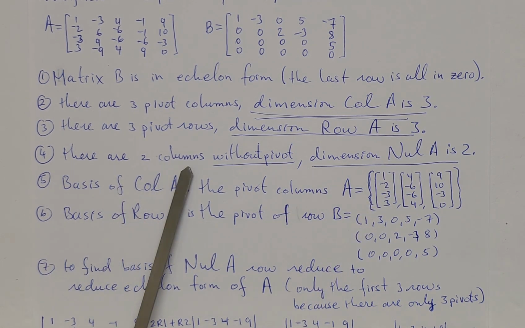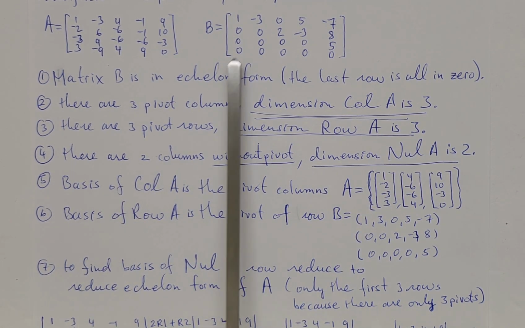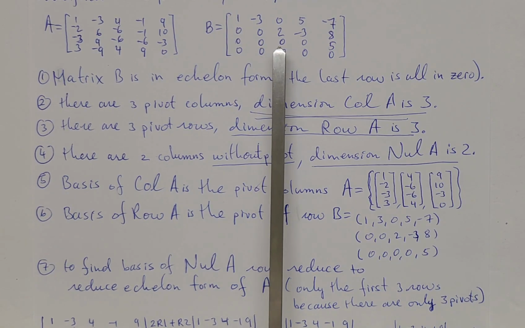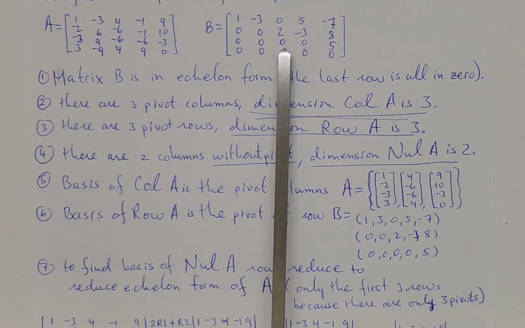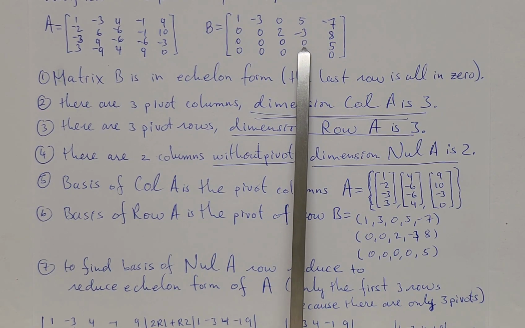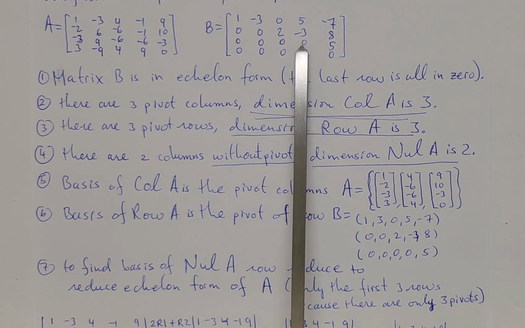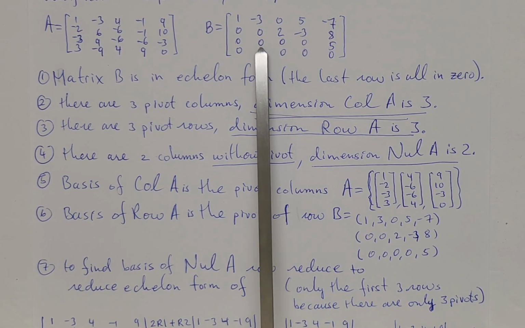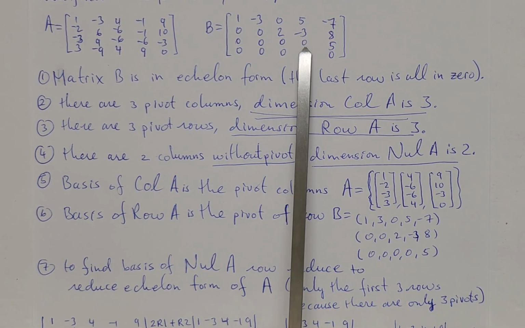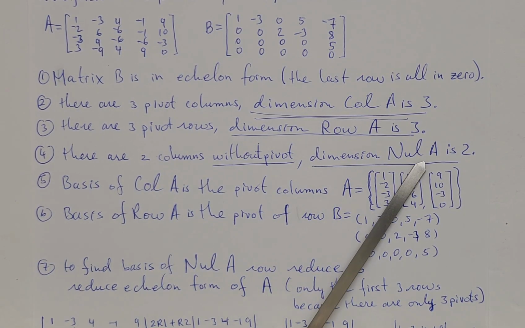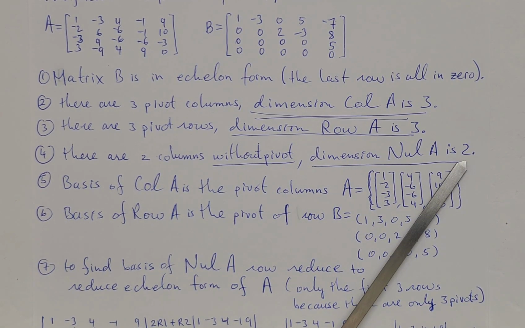There are 2 columns without a pivot. Here's the first column with no pivot, and here's the other column that has no pivot, right here. So 1 column, 2 columns with no pivot. Therefore, the dimension of null A is 2, because there are 2 columns without a pivot.